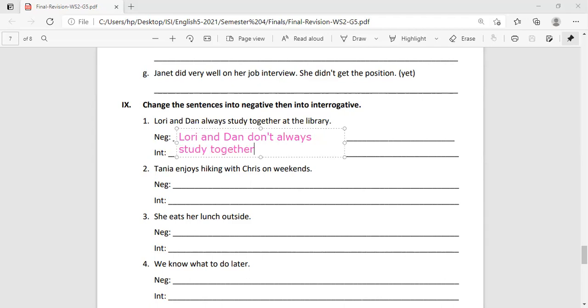Okay, but now if I want to make it in the interrogative, in the question, if you remember, we said that we can form the questions in two different ways. We can have it as a yes no question, and we can have it with a WH word question.